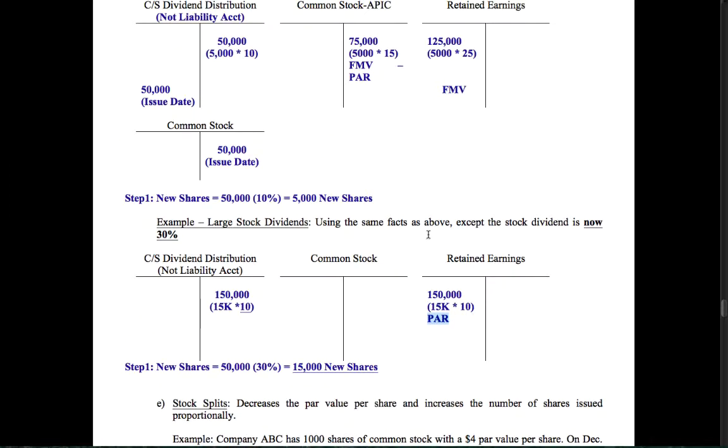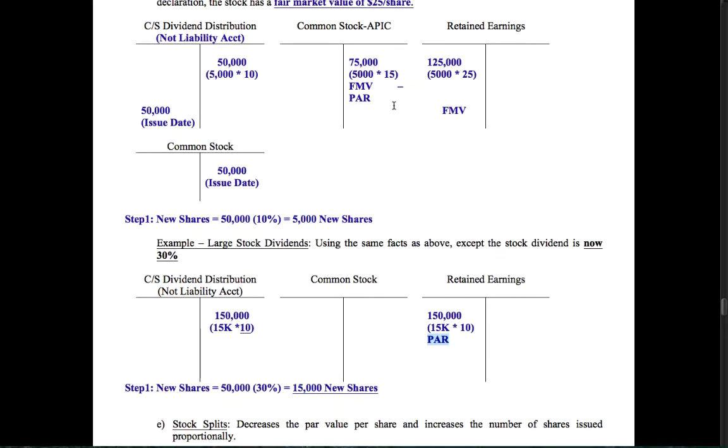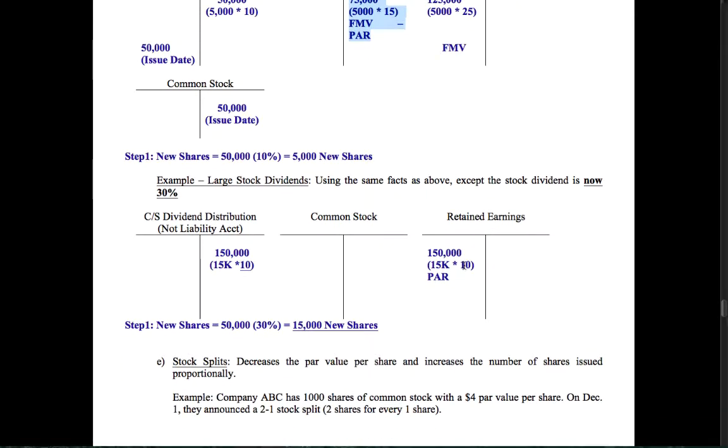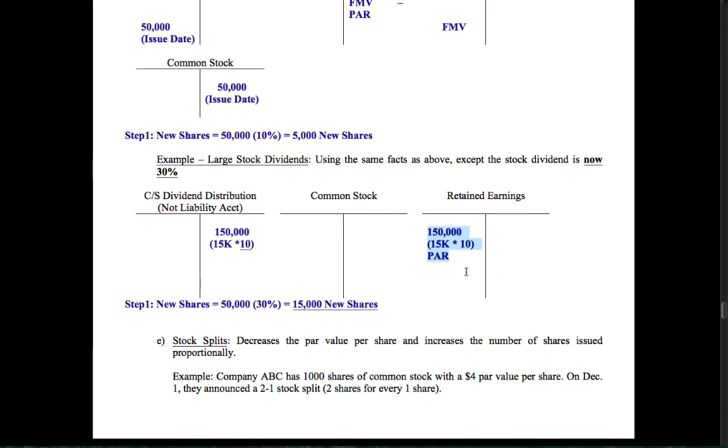As you can see, because we did the transfer at par, there is no impact to common stock additional paid in capital in large stock dividends. That is because the amount of common stock dividend you're distributing is exactly equal to the amount you're pulling from retained earnings. So that is the only entries that have to be made at the date of declaration.